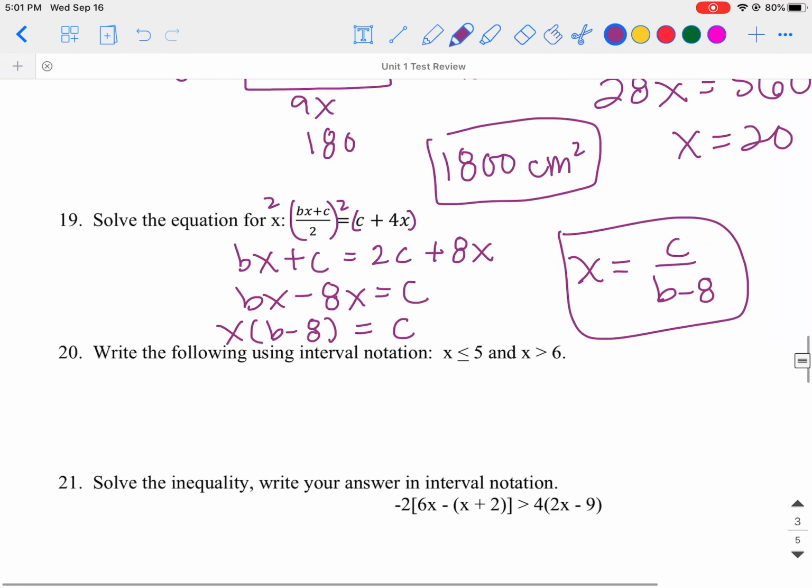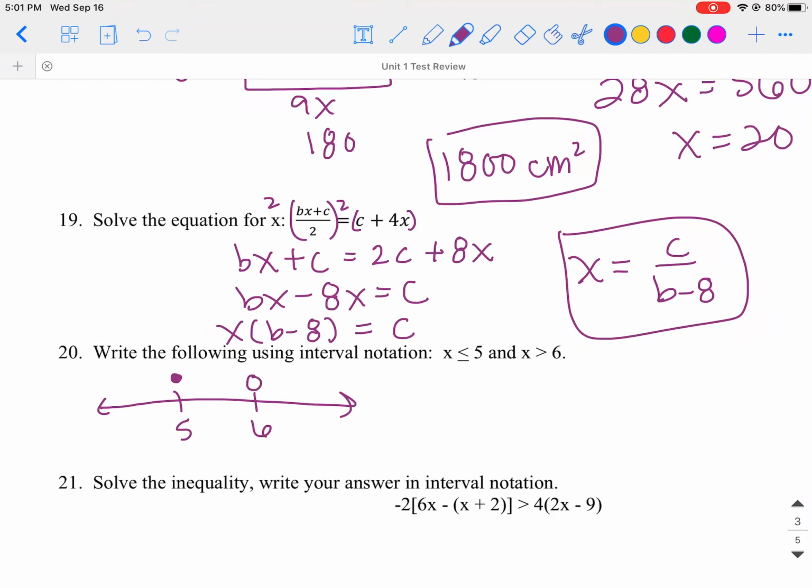Number 20, I need to write that in interval notation, so let's graph it. My numbers are 5 and 6. 5 is a closed dot, and 6 is an open dot. I need less than 5 and bigger than 6. If that was or, it would be -infinity to 5 and 6 to infinity, but it's not, it's and. So and means where they overlap, and this graph does not overlap, so it's no solution.